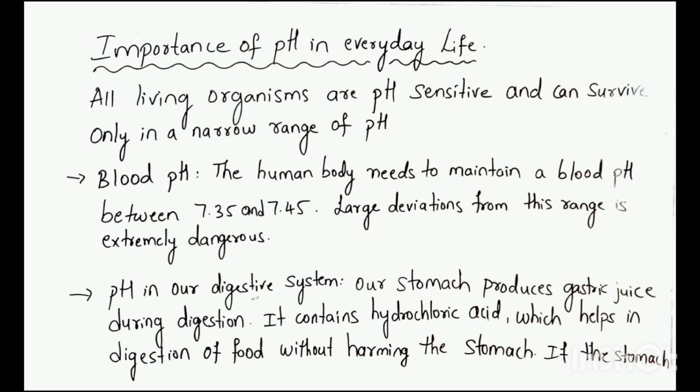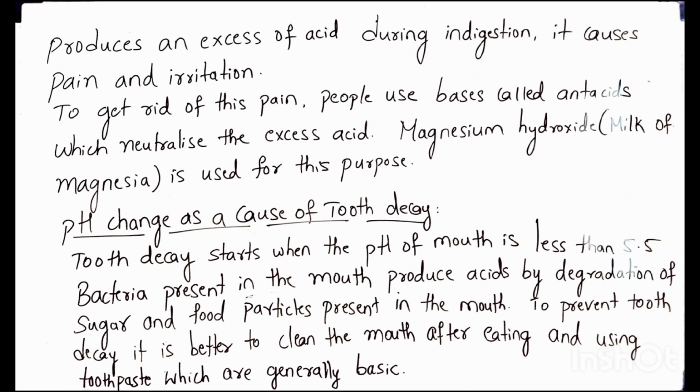You people might have studied in the biology subject that our stomach produces hydrochloric acid, which is present in the gastric juice. This hydrochloric acid is very necessary for digestion of food. If the stomach produces a large amount of hydrochloric acid during indigestion, what happens? Then there will be pain and irritation in our stomach. So we know that whenever there is excess acid in our stomach, it will cause acidity. So it needs to be treated by adding some base.